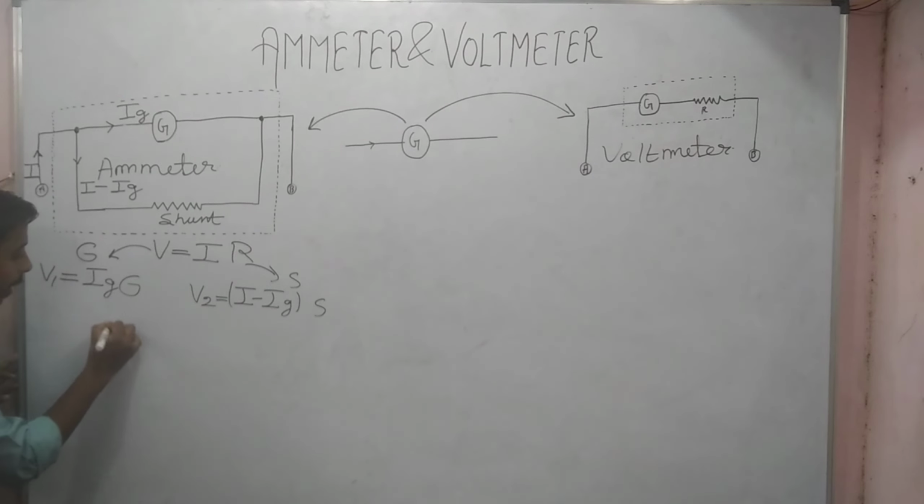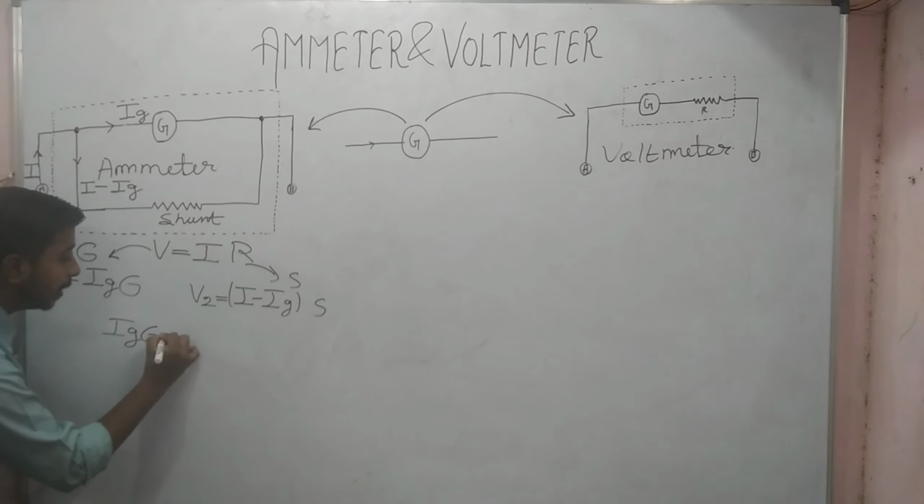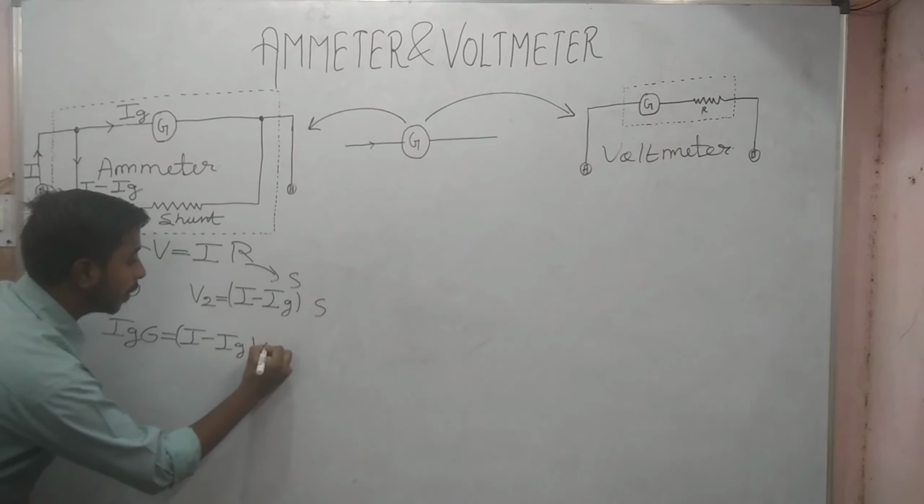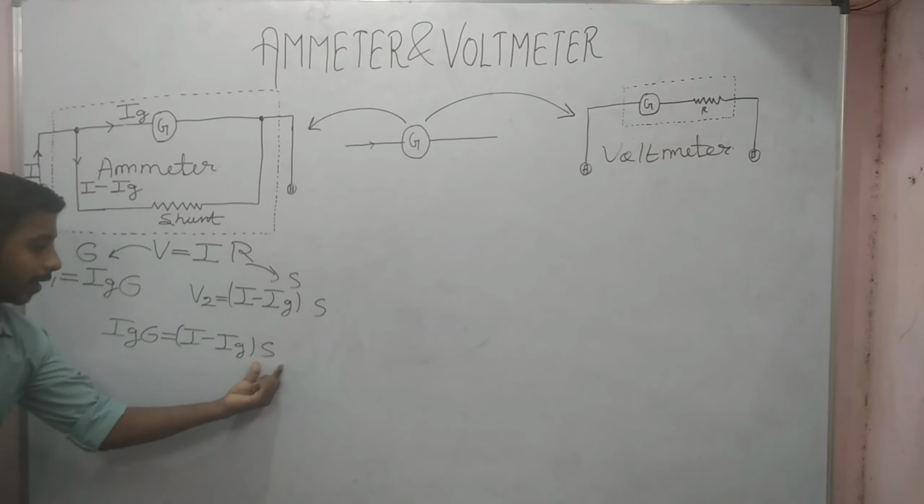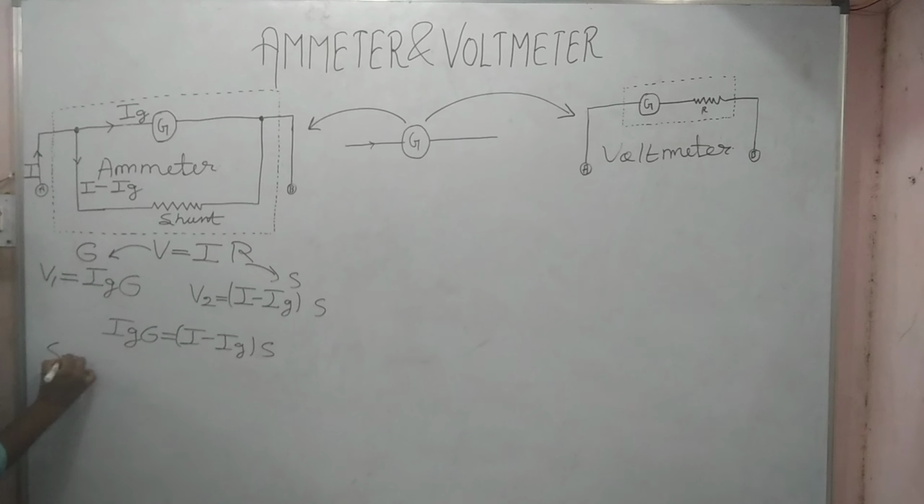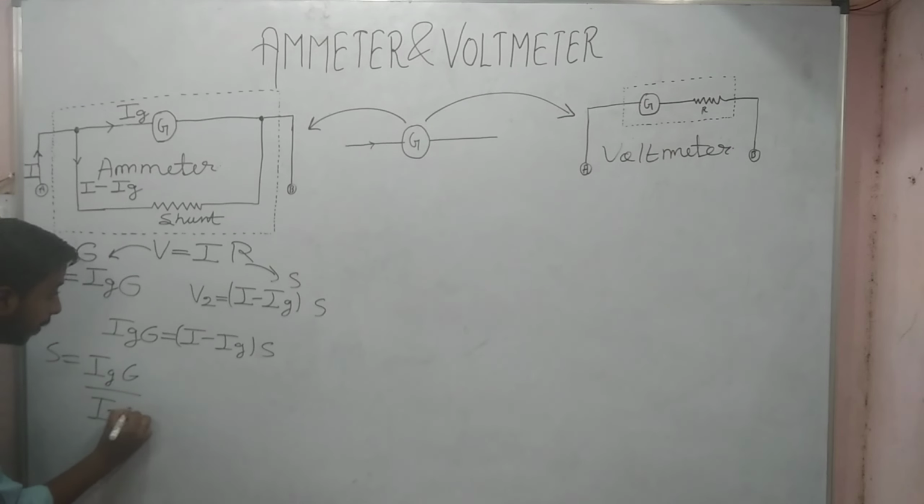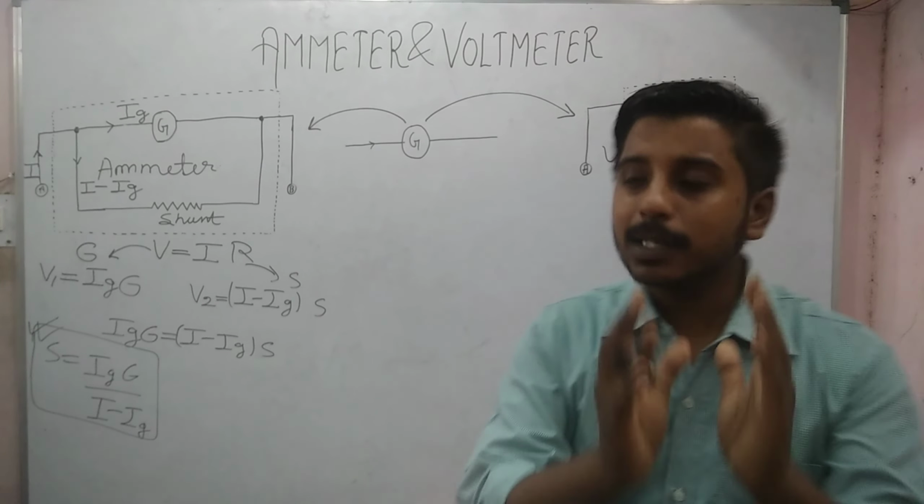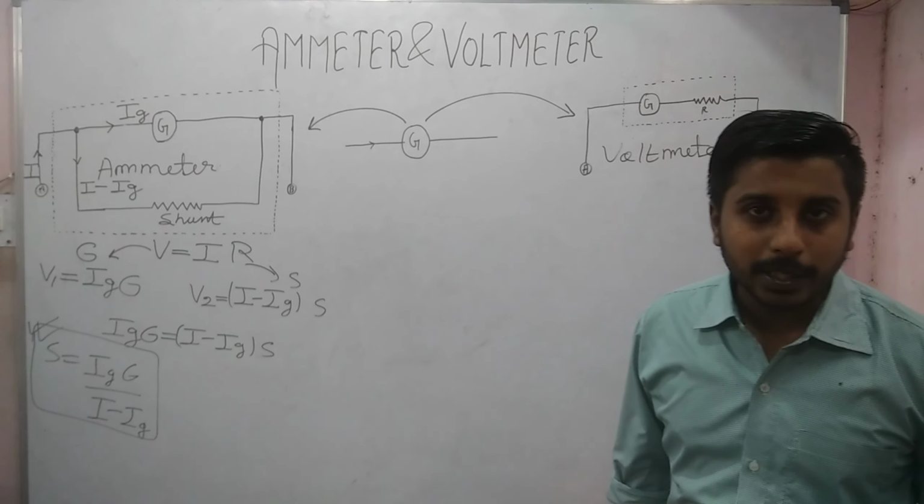So we can say Ig into G is equal to I minus Ig into S. So we need to find the shunt resistance. So shunt resistance S is equal to Ig into G upon I minus Ig, which is the formula to calculate the value of shunt resistance. Just a simple mathematical calculation.